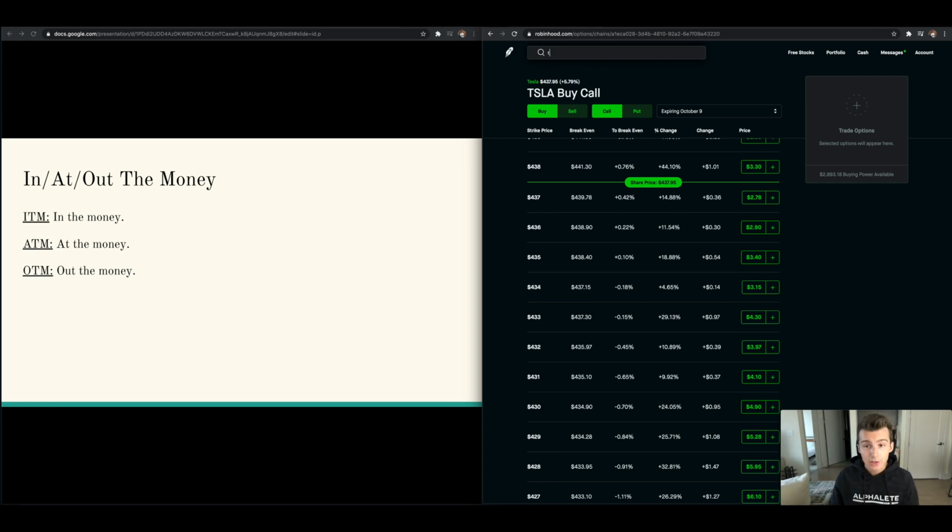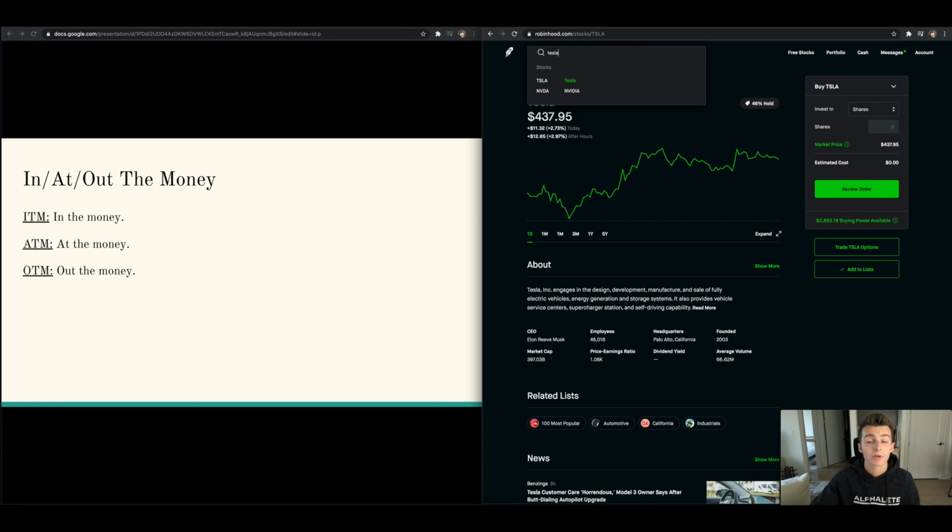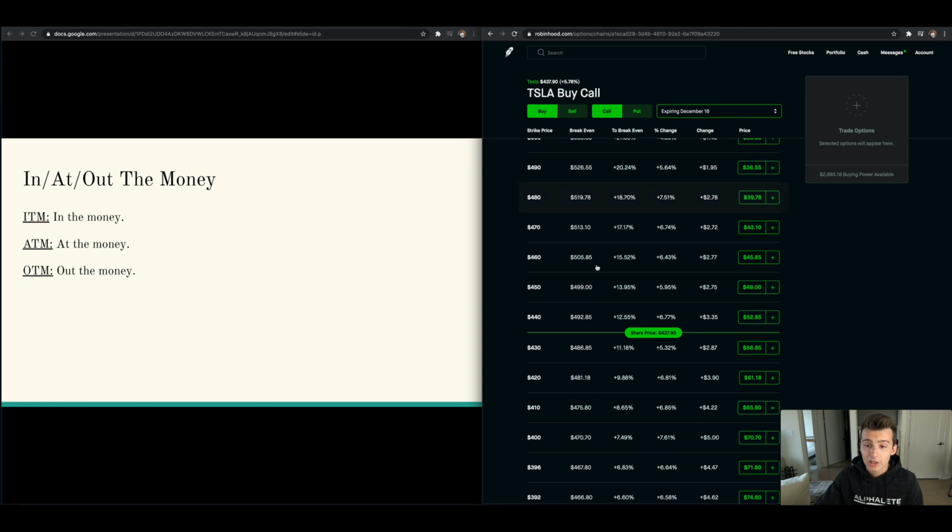So you go to the search and you can type in any ticker you want. For example, you can type in the name of the company or the ticker symbol if you know it. So it's TSLA for Tesla. We come to a page that's going to look like this. Then you click on the right-hand side, Trade Options. On mobile, it's pretty much the same thing, a very similar layout, just on your mobile device. Then you're going to come to a page that looks like this.